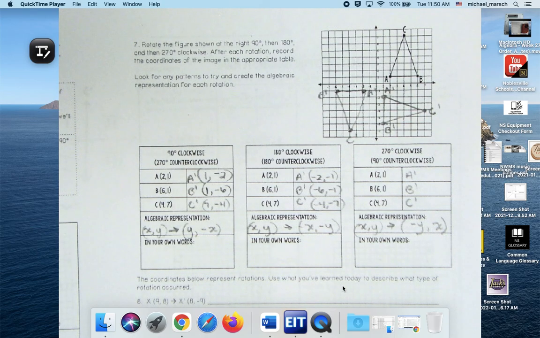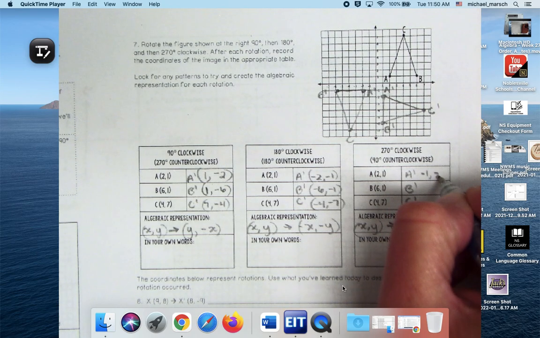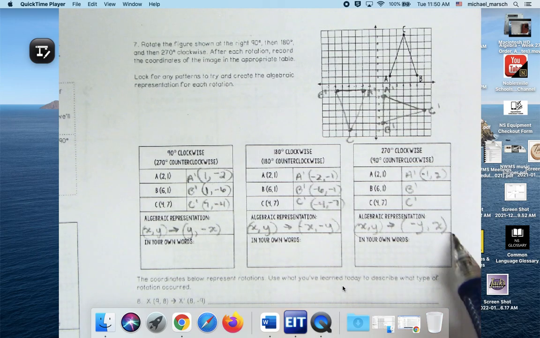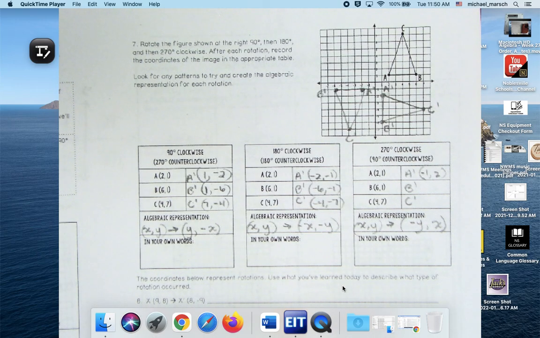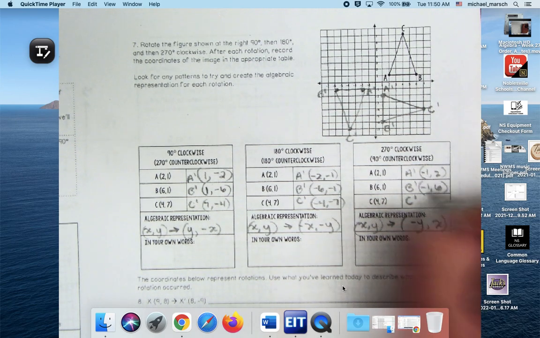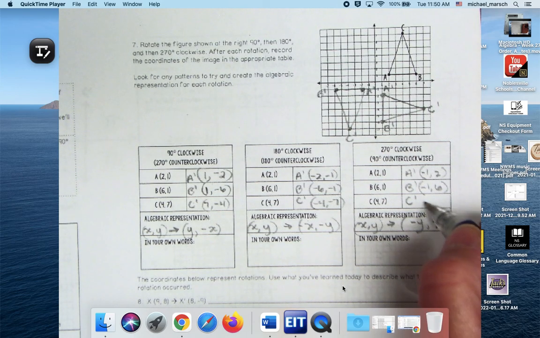So, Zoe, what would A prime be for that one? (-1, 2). Yep, exactly. I took the opposite of the y, and then I put the x just as it was. How about B prime? Go ahead. (-1, 6). Perfect. And finish up with C prime. Great.